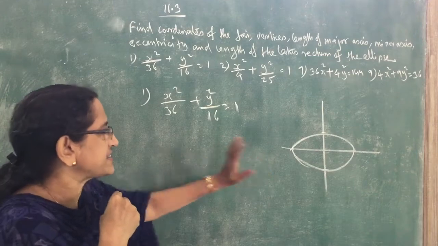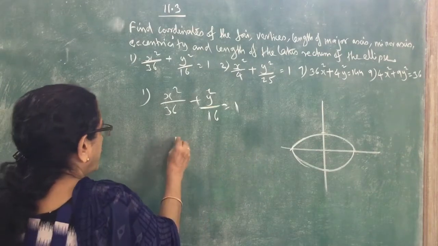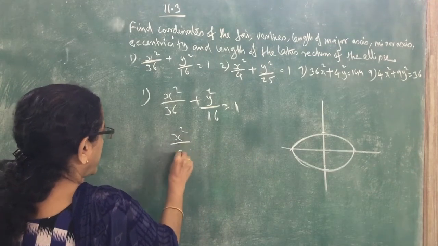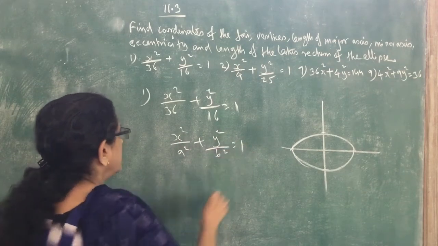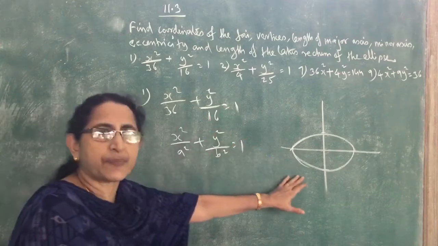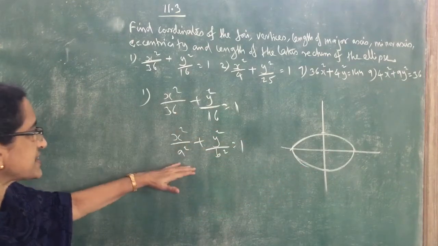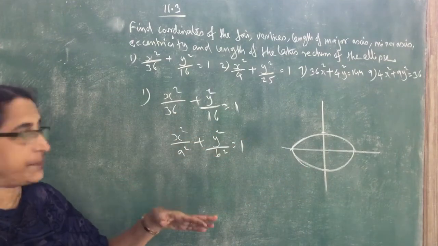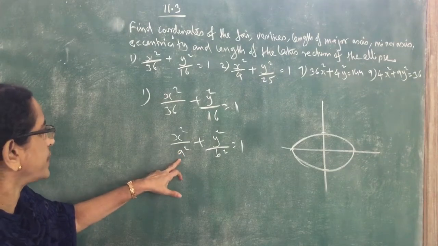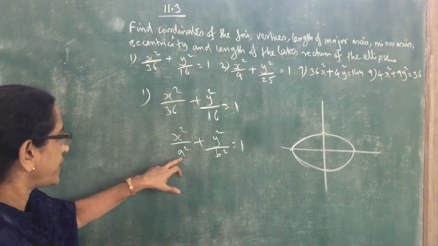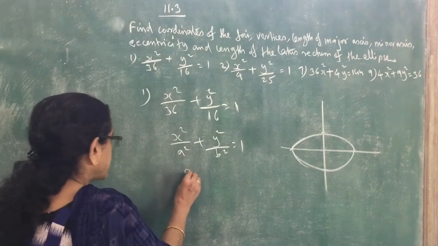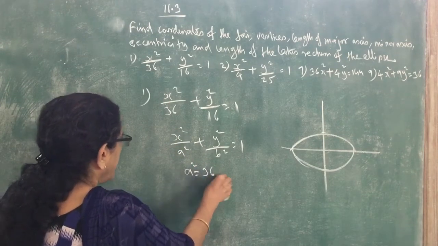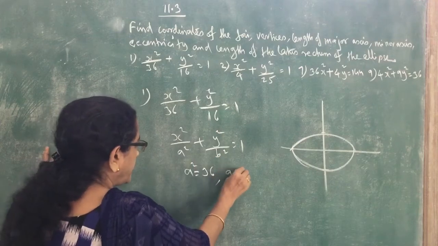The equation of that ellipse has the standard form x square by a square plus y square by b square equal to 1. This is the standard form of this type of ellipse. Comparing with the standard form, we can find a and b. Here x square by a square is x square by 36, so a square equal to 36. Therefore, a equal to 6.